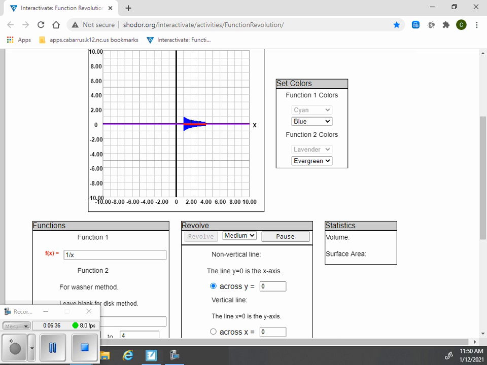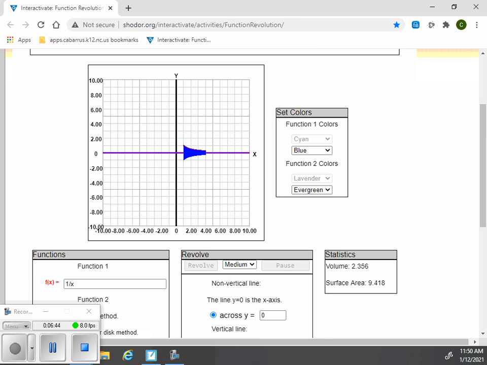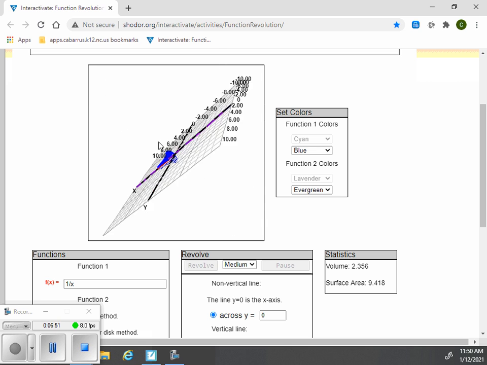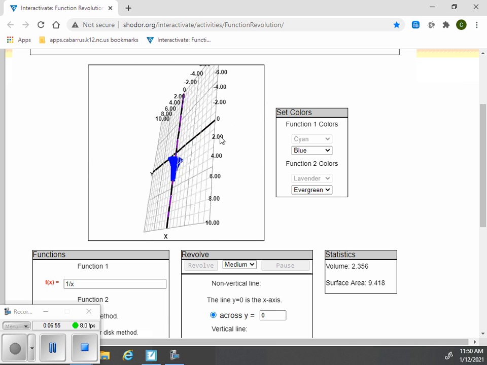That's what it means to revolve. It's sweeping around, and then that shape it makes. Oh, it's not going to let me grab it. The shape it makes is this 3-dimensional figure, where the cross sections are circles. That's a revolution volume.